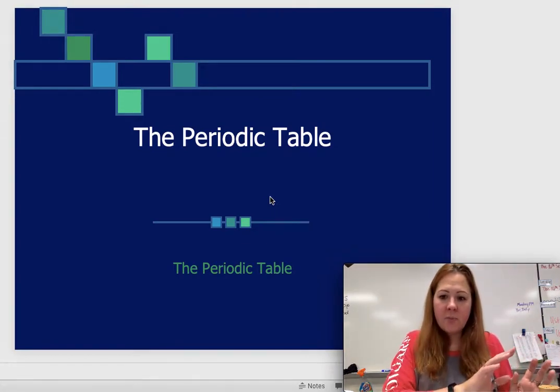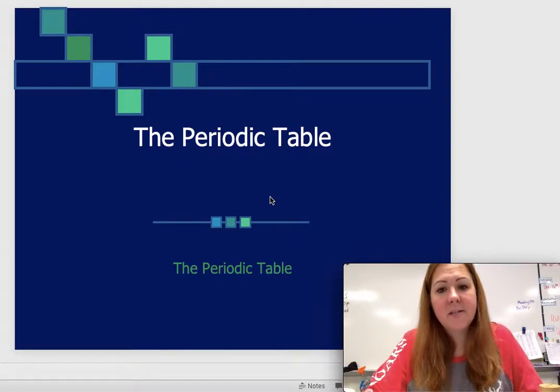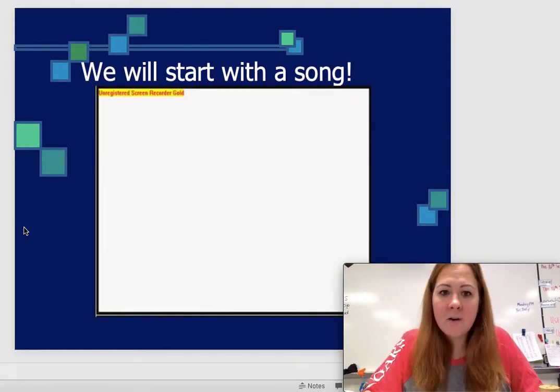So we're going to use a little bit of the atoms unit, and then we're going to use these two units in the next one with your periodic table. So as we look at the periodic table, it is made up of elements.